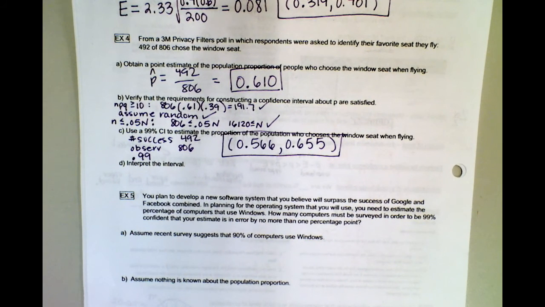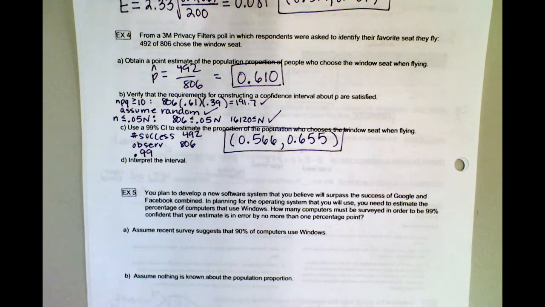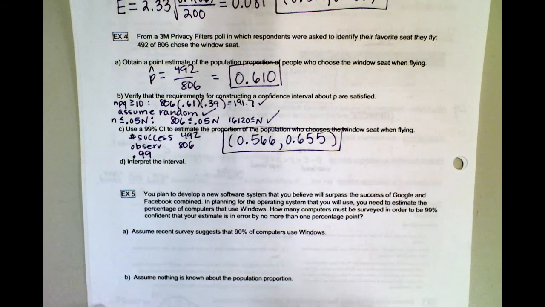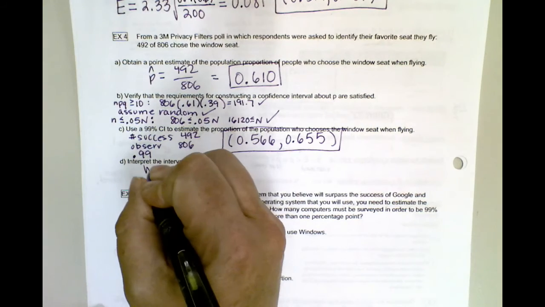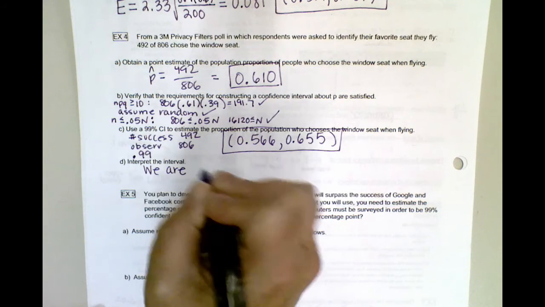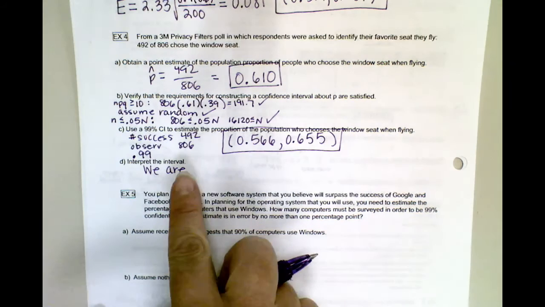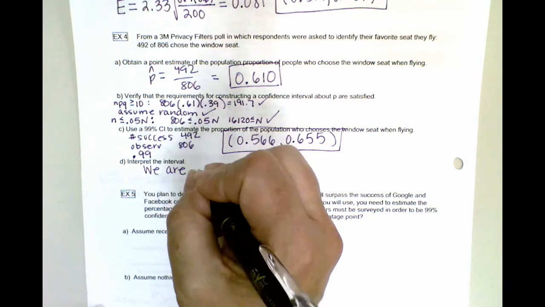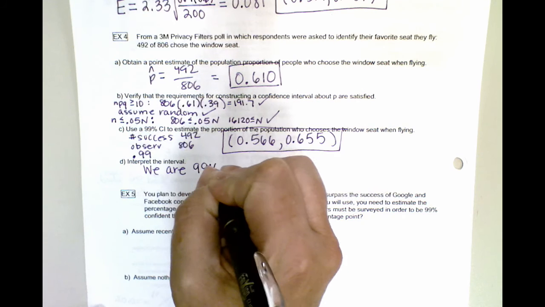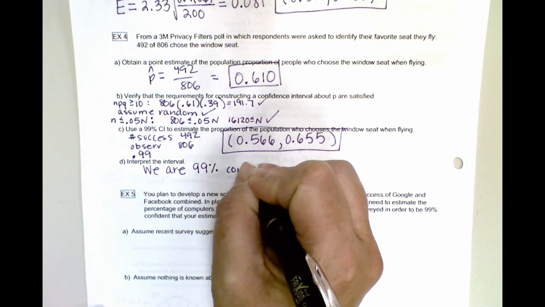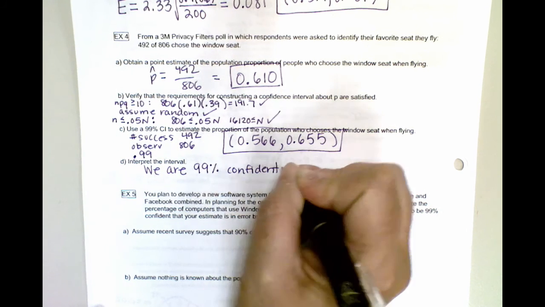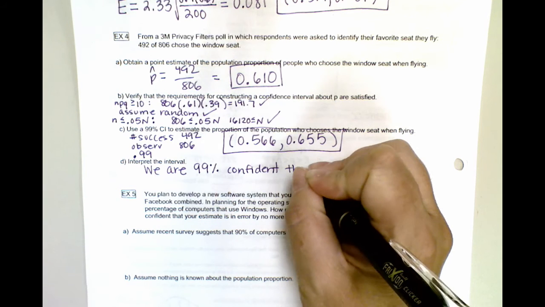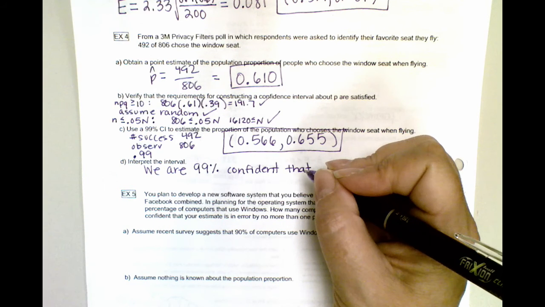Part D, interpret the intervals. So this is where we use the script. We start out by saying we are, and then we insert the level of confidence, in this case, 99. So we are 99% confident that, and again, it's a script, you really have to follow it.